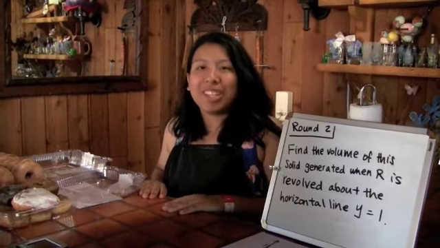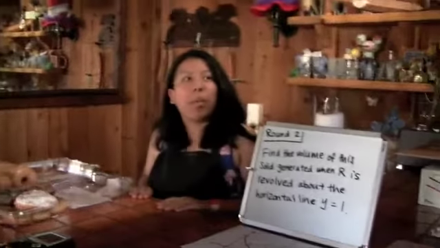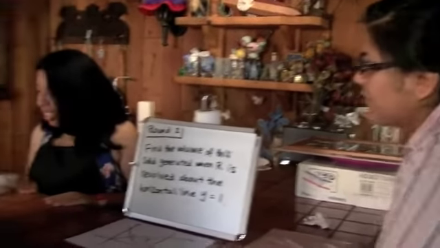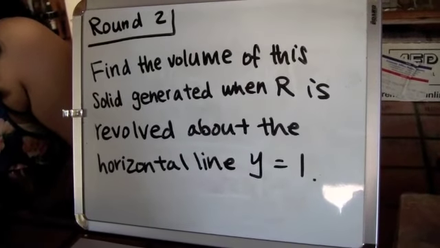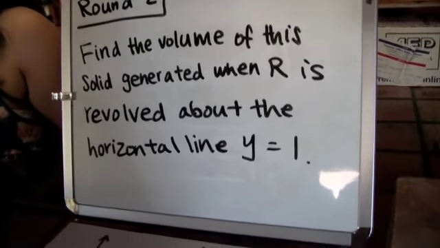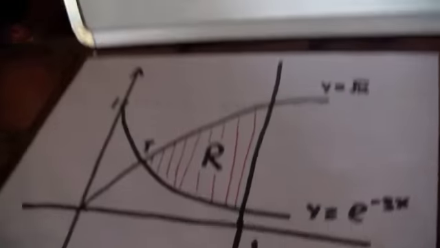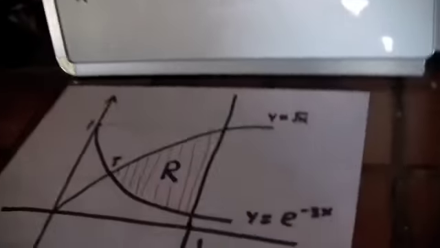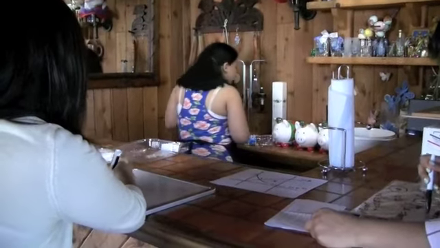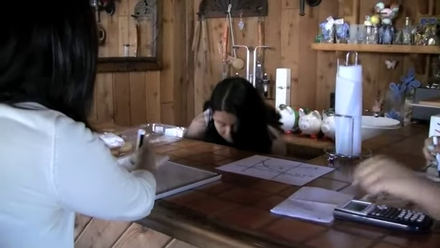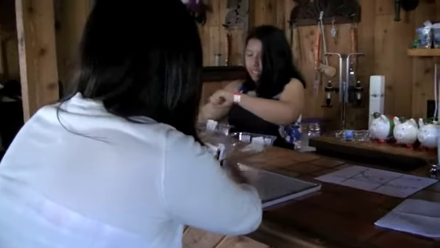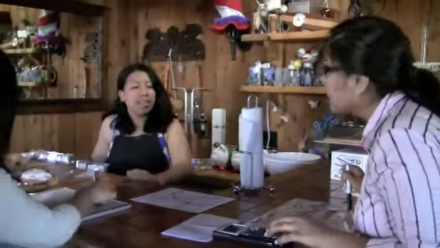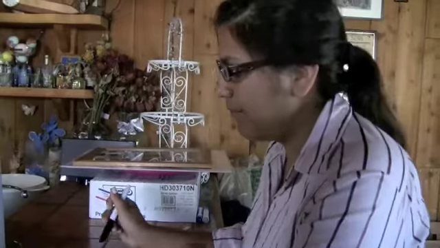Good job, Joyce. So now, we're going to go on to part 2, which is you have to find the volume of the solid generated when R is revolved about the horizontal line y equals 1. You may now begin. They're so hot. Oh wait, time. Alrighty, so please show me how you got your answer.